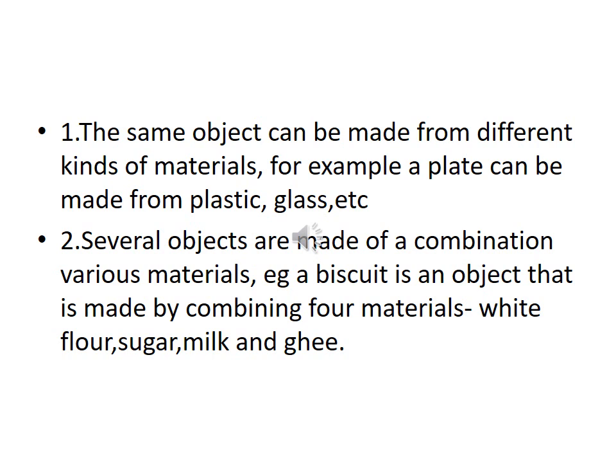Several objects are made up of a combination of various materials. For example, if you make biscuit, you need wheat flour, sugar, milk, vanaspati ghee. Sometimes different types of objects are made of the same material. Plastic is a material, it can be used to make different kinds of objects like toy, utensils, mugs, bucket, toothbrush.